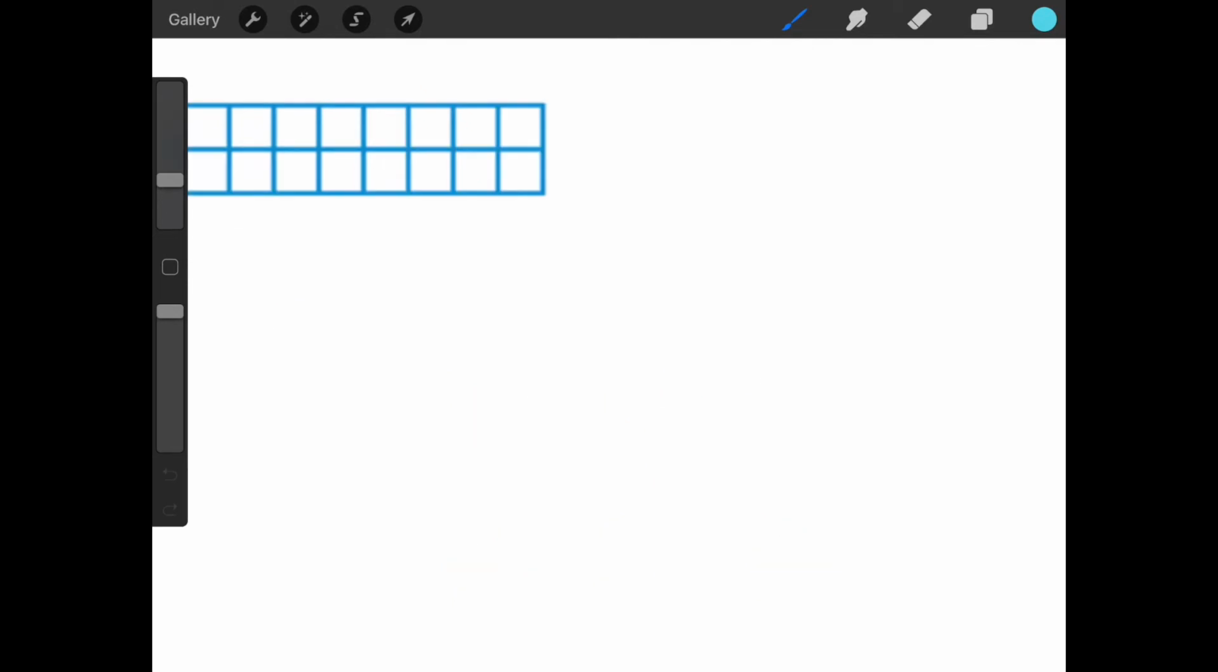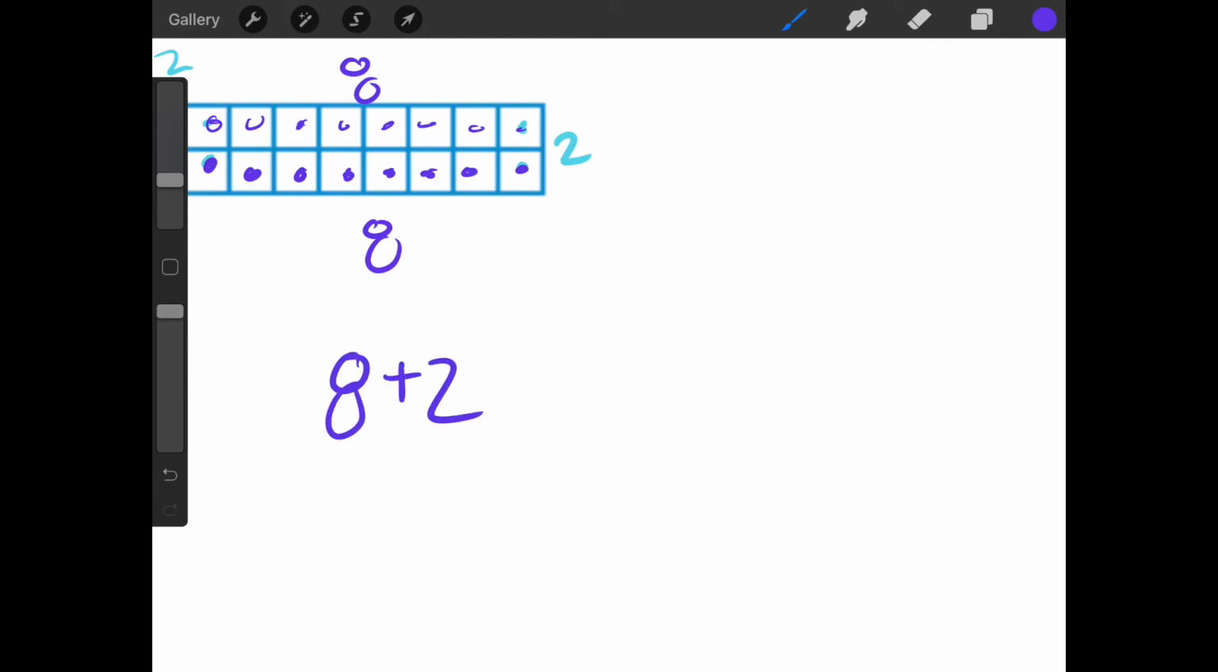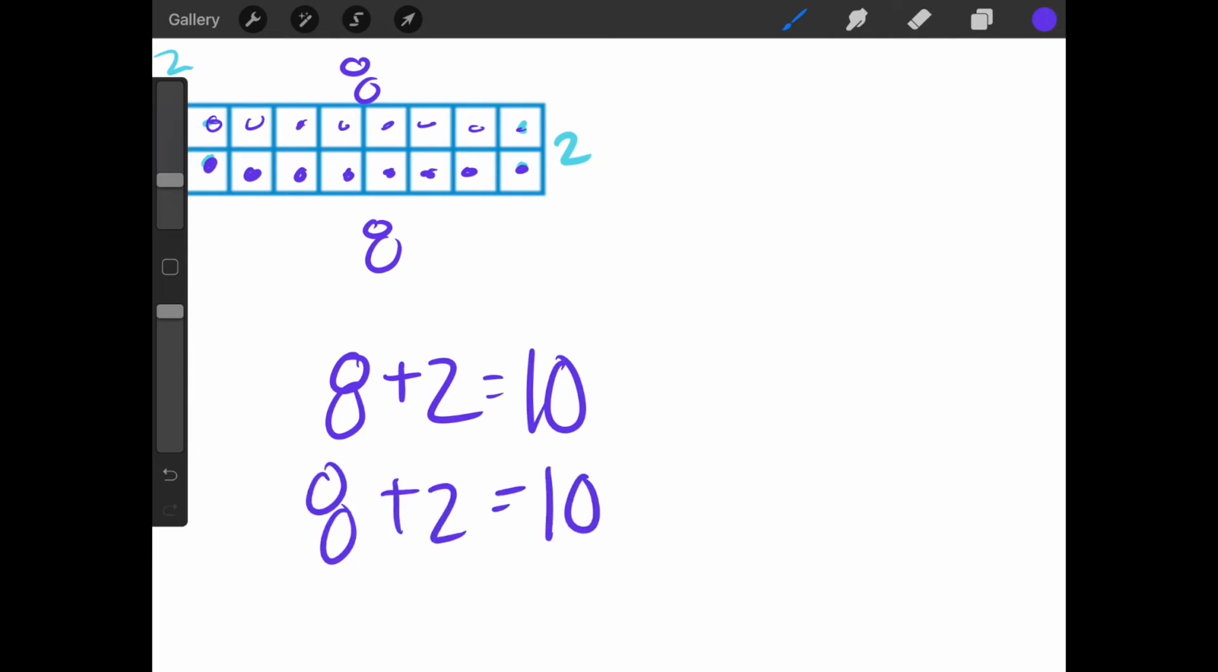Alright, let's do another one. So this one is going to have 1, 2. This one's going to have 1, 2, 3, 4, 5, 6, 7, 8. And this one's going to have 1, 2, 3, 4, 5, 6, 7, 8. So I know 8 plus 2 is going to be 10, and I have to do 8 plus 2 plus 8 plus 2. So that's going to be 20 square units.